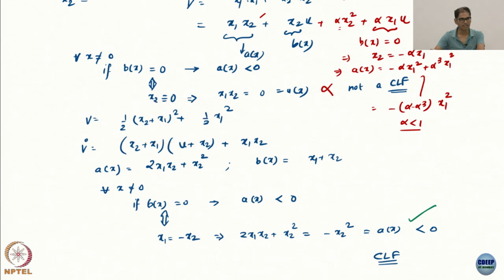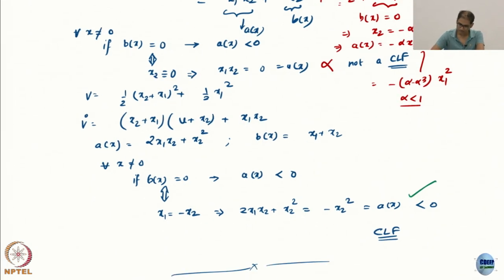I just wrote this, right? And I said, let's try this as a CLF. We took the derivatives again. The BX, that is the control vector field terms, came out to be this guy. And the drift vector field terms came out to be this guy. Now, if this was 0, it meant that X2 is minus X1, right? So X1 is minus X2, whichever way you want to write it. And then the first term, AX, became minus X2 squared, which is essentially negative whenever you have non-zero states. So this was a valid CLF.